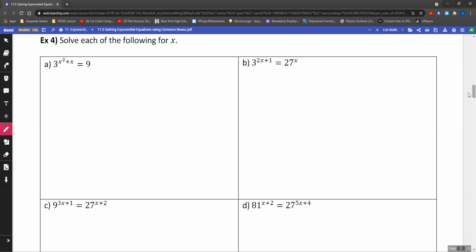All right, so starting from here, I'm not going to touch the 3, but I am going to rewrite the 9 as 3 squared. Bases are the same, so set the exponents equal to each other. Now I'm just solving a quadratic. So there's a multitude of different ways. I'm going to go with the factoring method.